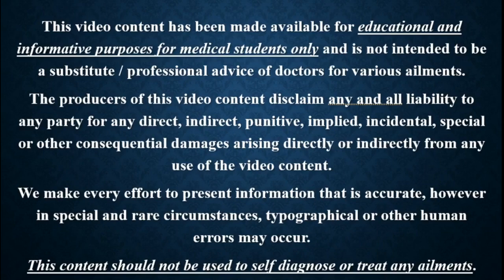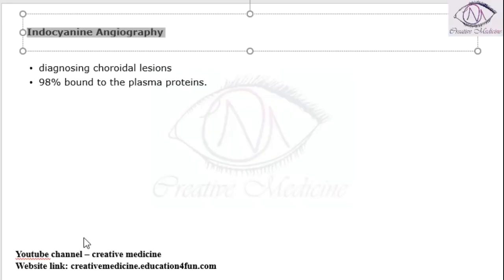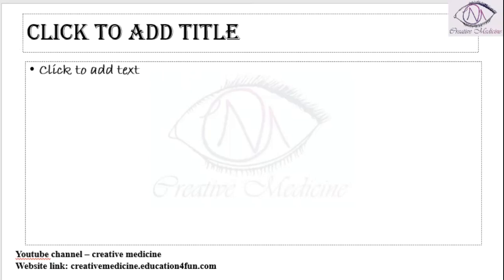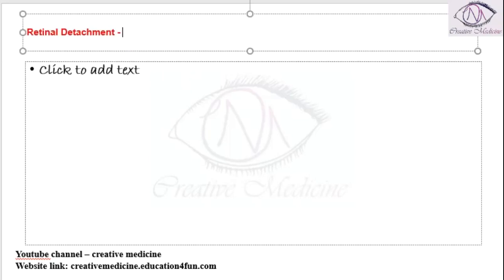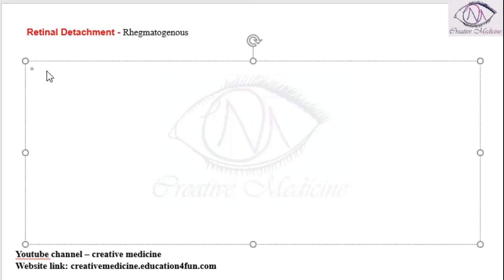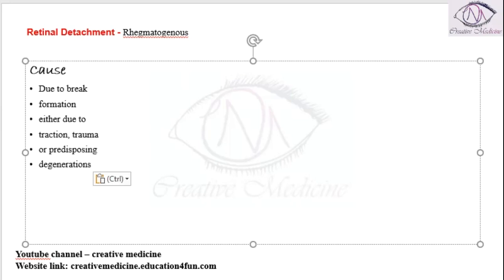In this lecture, we will learn about retinal detachment. In retinal detachment, first we have rhegmatogenous retinal detachment. So the cause of rhegmatogenous retinal detachment: it mainly occurs due to a break.